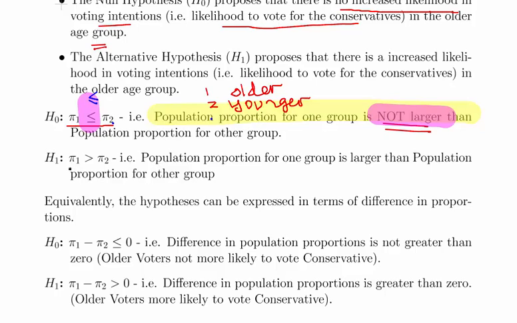The alternative hypothesis is that pi 1 is greater than pi 2, which is to say that the population proportion for the older voters is larger. This sentence here is a sort of template text for all types of question. In this case, we're talking about two age groups and two proportions with regard to voting for a conservative political party. But this is the general form an alternative hypothesis should take from question to question.